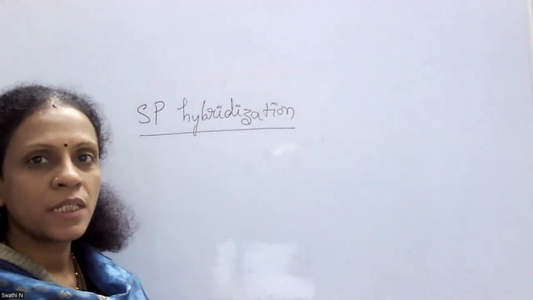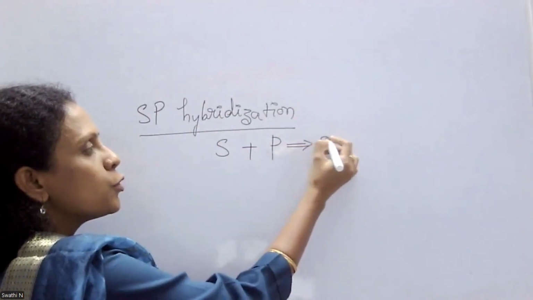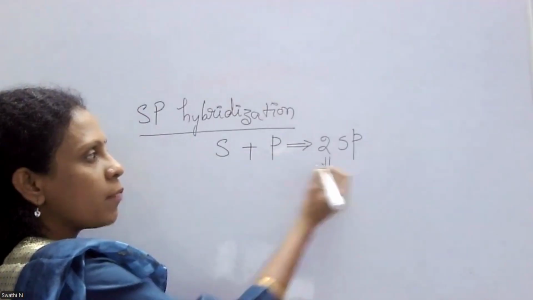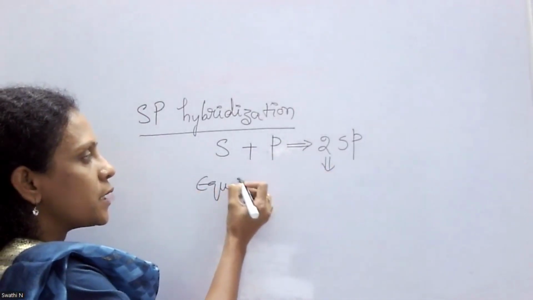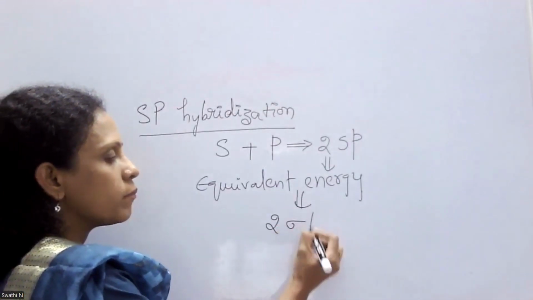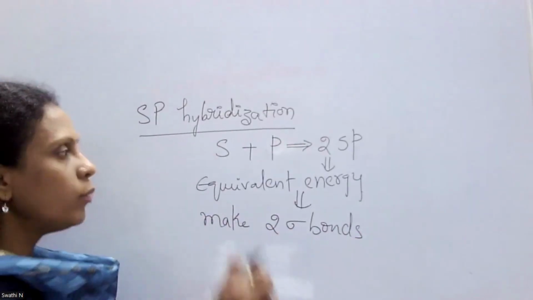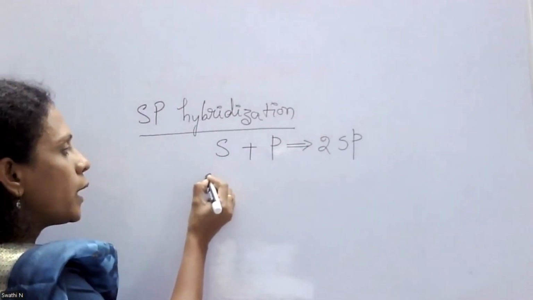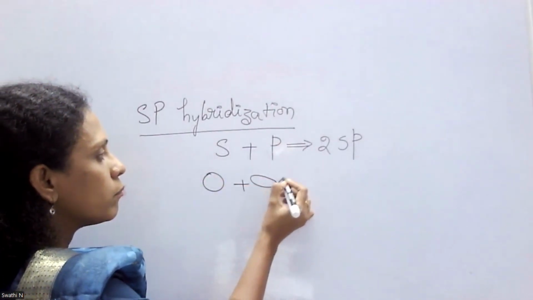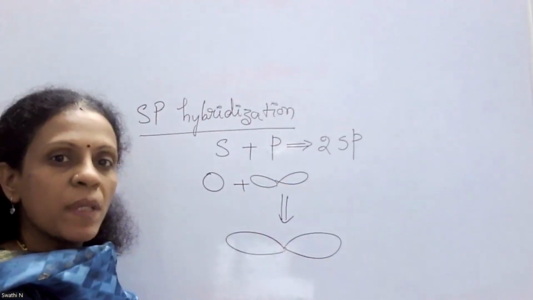So in sp hybridization, one s orbital intermixes with one p orbital to give two sp hybrid orbitals. So these two sp orbitals are having equivalent energy. Hence they have the ability to make two sigma bonds. So how will these orbitals be formed? The s orbital is spherical in shape and the p orbital is dumbbell in shape. Okay, so upon hybridization it gives two sp hybrid orbitals.